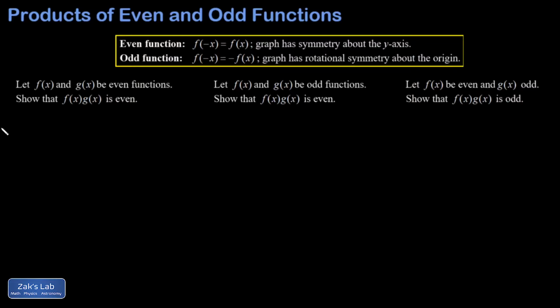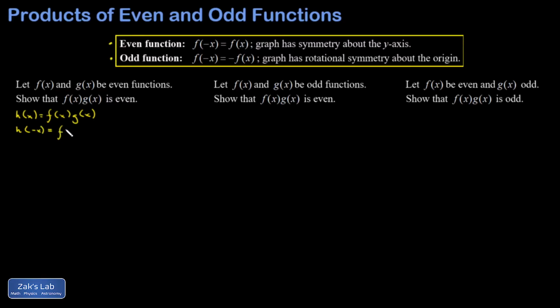So I have a little suite of proofs to be done here, and the first one is: let f of x and g of x be even functions. Show that f of x times g of x is even. So I'm going to give a name to the product and call it h of x. And then to test the parity of h, in other words, to test whether it's even or odd, I want to evaluate it at negative x. And then we're going to check to see if it has this property or neither one of those properties.